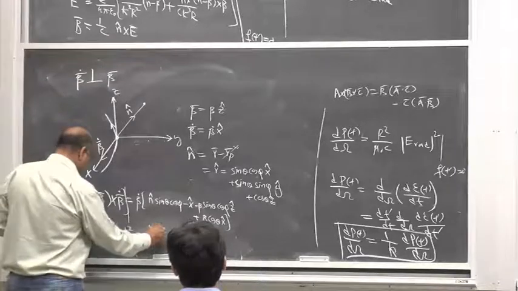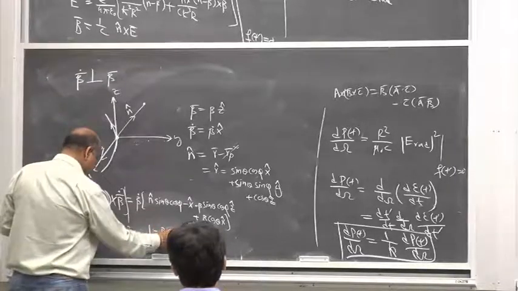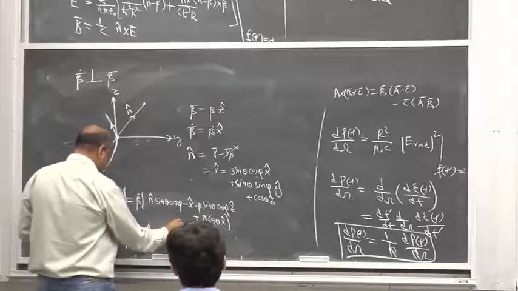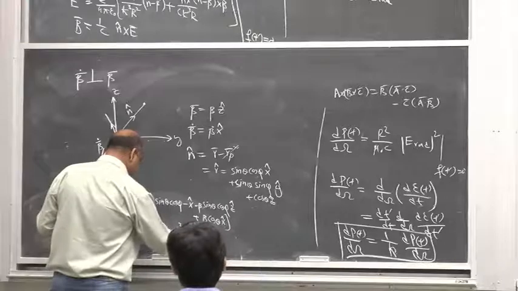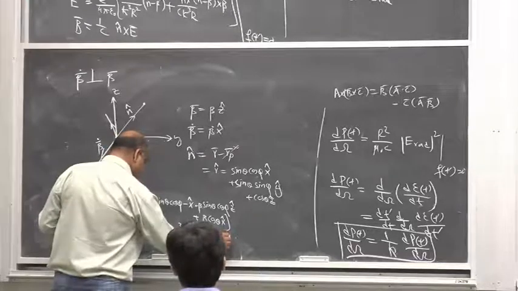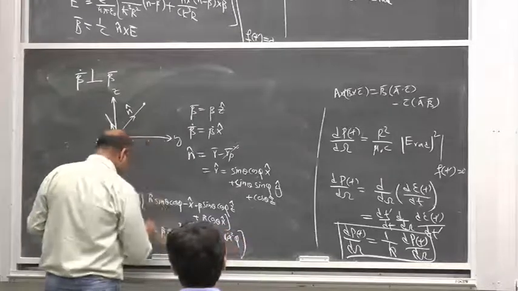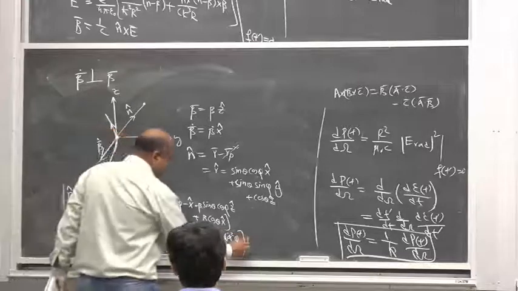get 1 minus beta cosine theta squared minus 1 squared cosine squared beta dot.